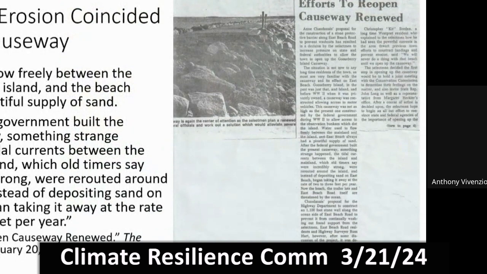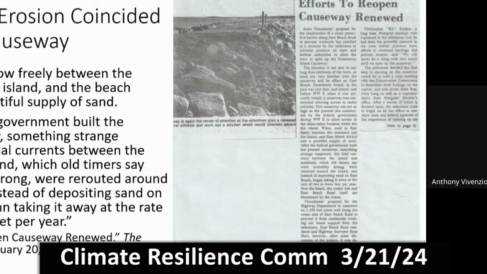So the issue of the causeway has been known for a long time. The old timers that were around in the era prior to and during the early time of the causeway, where the erosion was happening, there are quotes and old articles related to that. This article from 1979 states, water used to flow freely between the mainland and the island, and the beach always had a plentiful supply of sand. After the federal government built the present causeway, something strange happened.